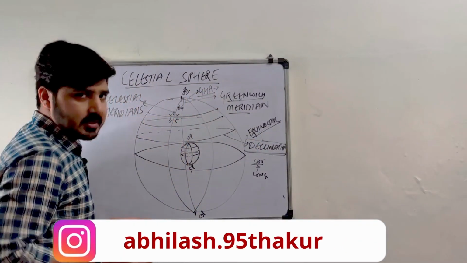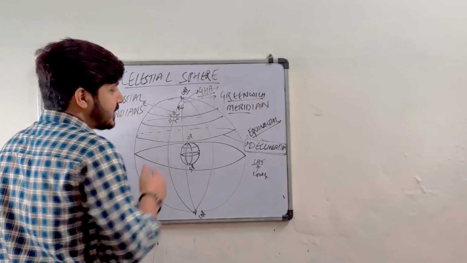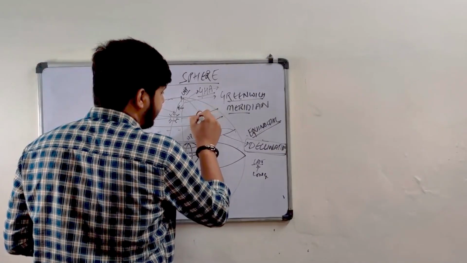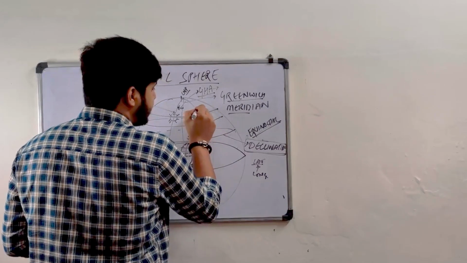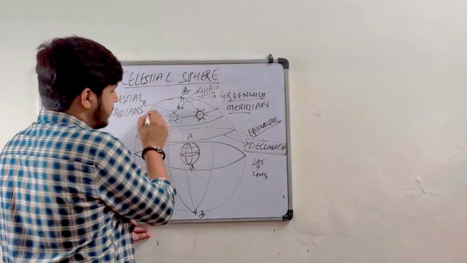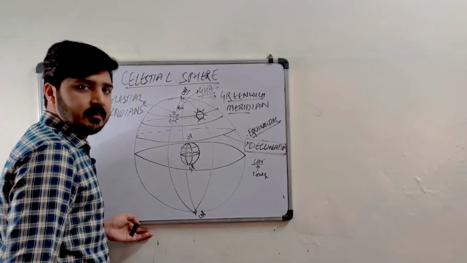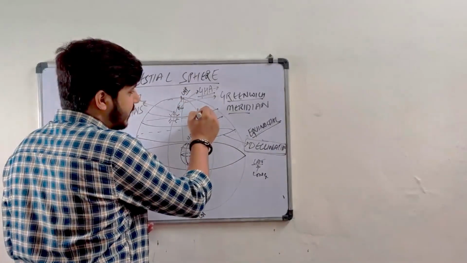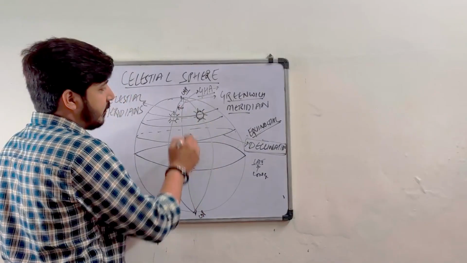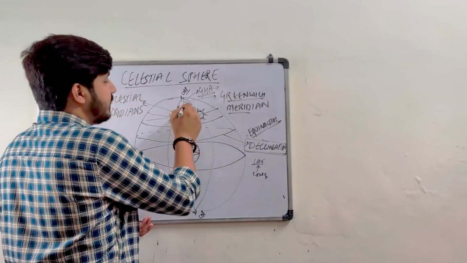Now we know where the body is on the celestial sphere. Let's say this body is here now, the sun is here. You can see the declination is the same, there is no change, this is the declination. But the meridian has changed, right? So this is the celestial meridian now, this one. So what will be the GHA? Not this one.